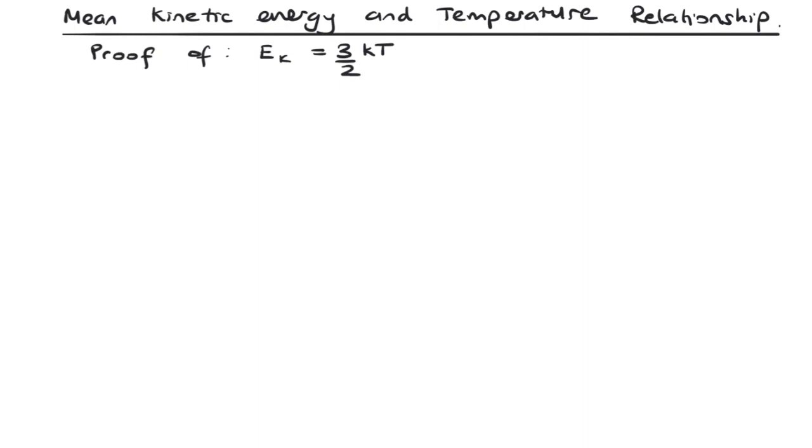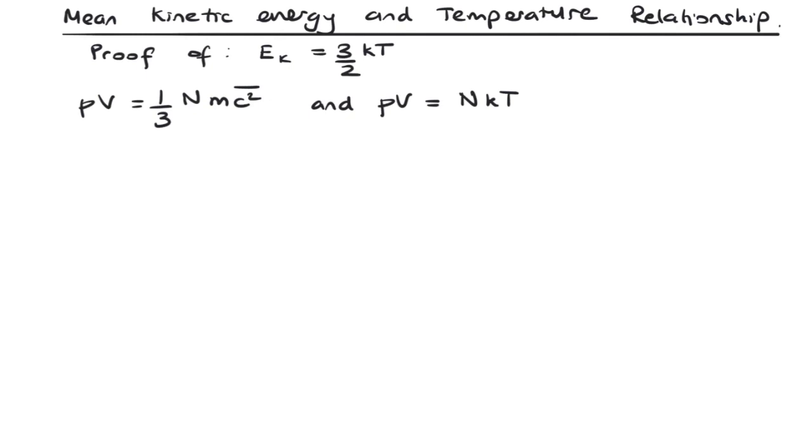Number one is we know that PV is equal to a third of N m c squared, okay? And PV is also equal to NkT. Now, a couple of things that you already know. P is the pressure, in pascals. V is the volume in meters cubed. N is the number of gas particles contained. m is the mass. And c is the root mean square speed, all right? And then we have k, which is the Boltzmann constant, and T is the temperature in kelvins.